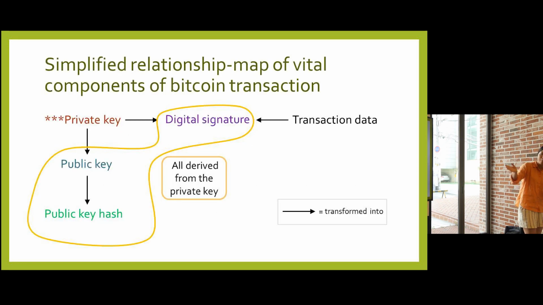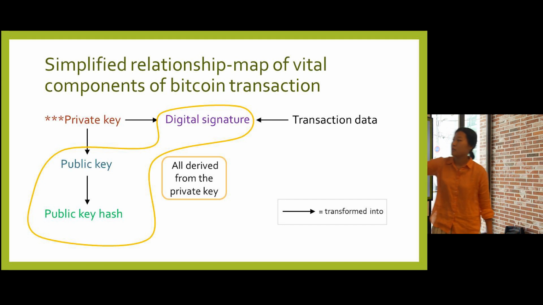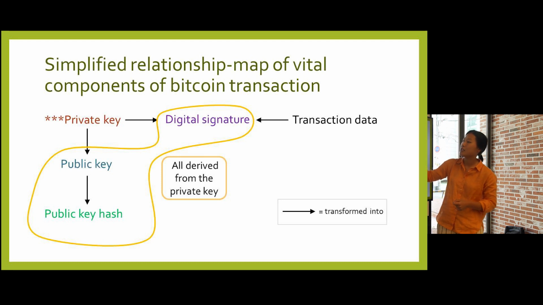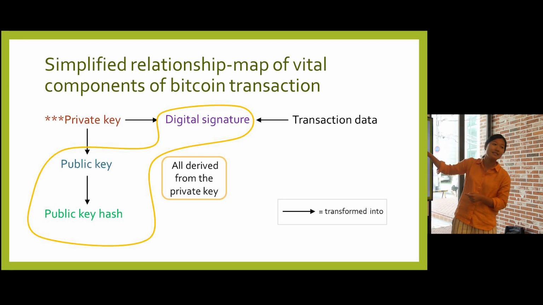Alright, so here is a map of all the things that I explained just now. A simplified version. So 3 stars, very, very important. Do not lose this. Public key is derived from private key, and public key hash is derived from public key. And here, digital signature is derived from both private key and transaction data.